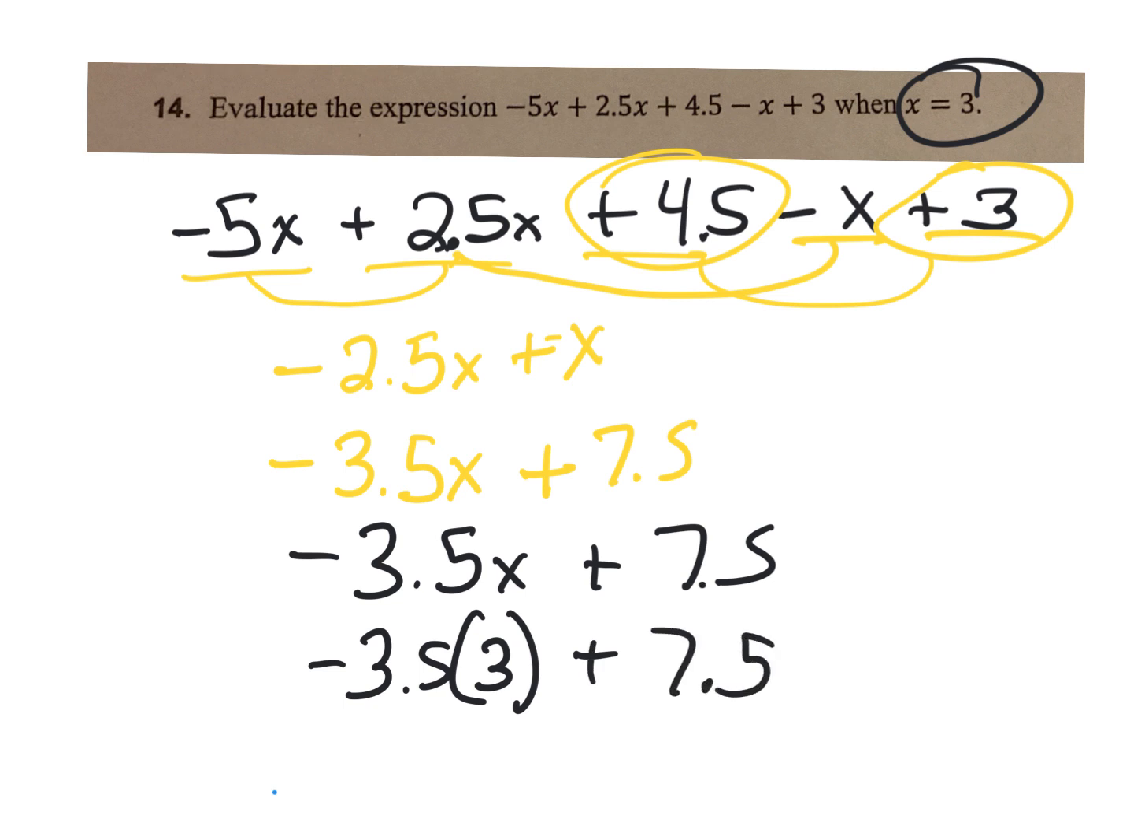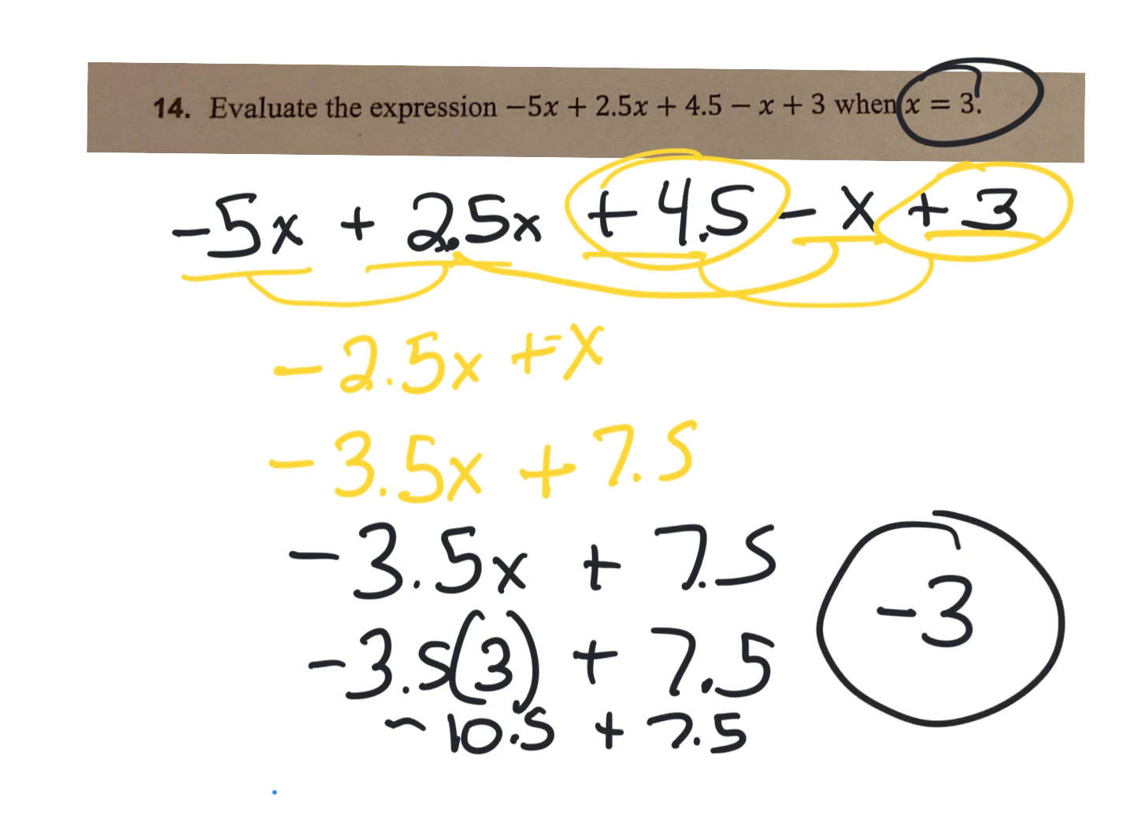So a negative times a positive is a negative. 3.5 times 3 is a negative 10.5. And then I have to add a positive 7.5. And I have a bigger absolute value of my negative, so I find the difference of those. And it gets me 3. Now it's negative because I have an absolute value more of my negative number. So the answer should be negative 3.